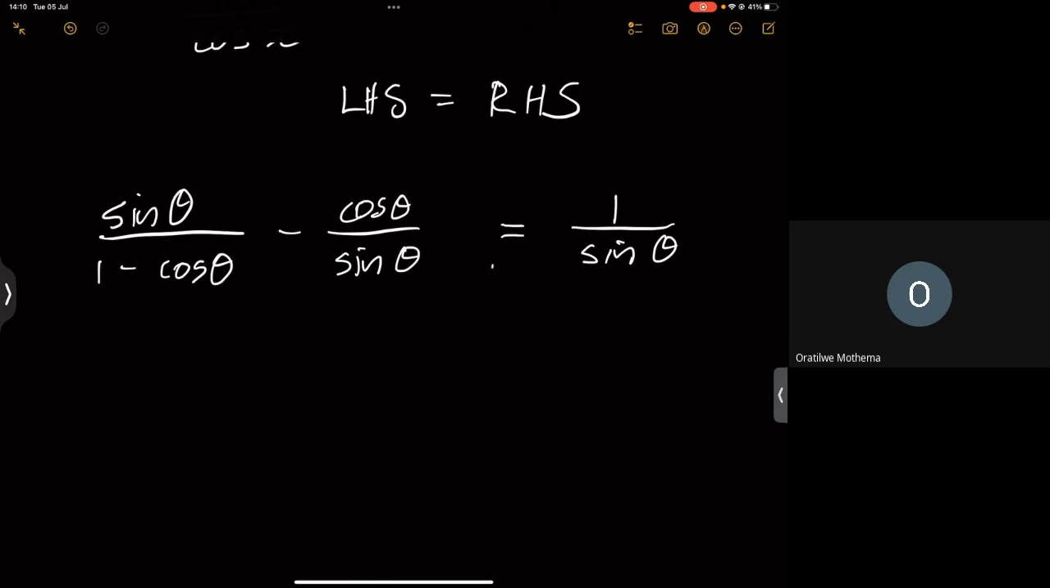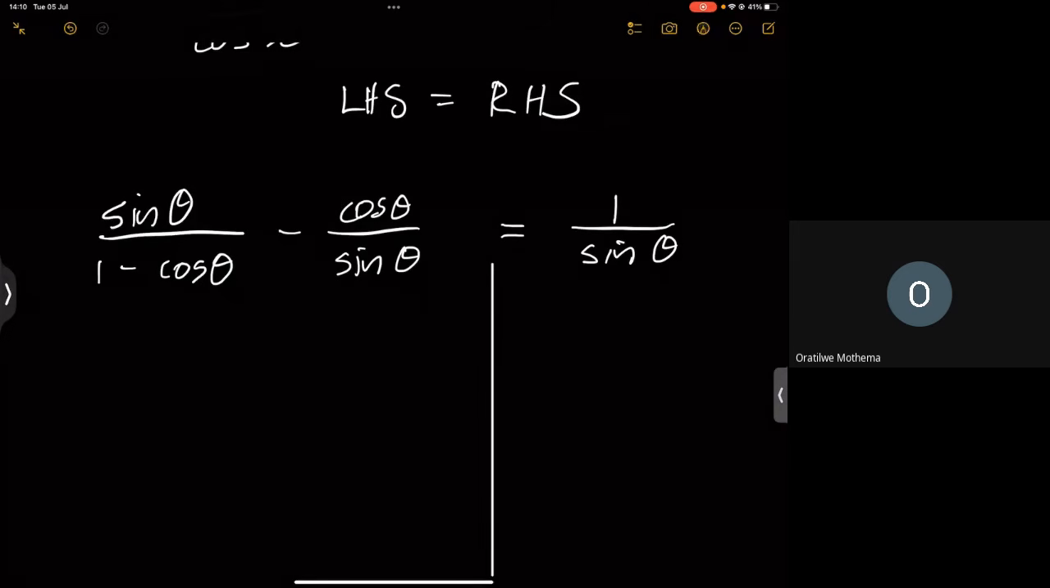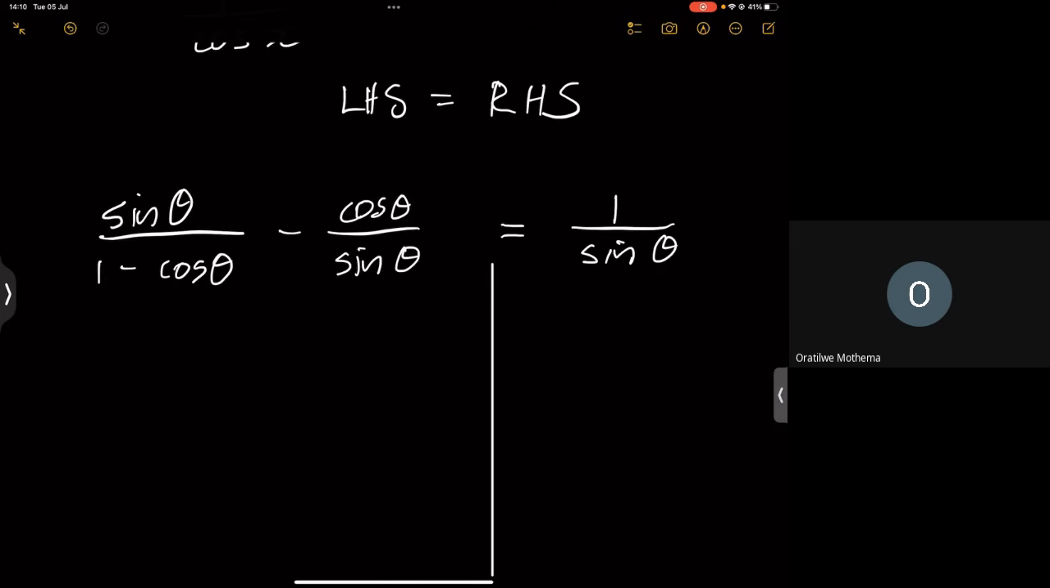Well, we have to find an LCD. Okay. So we're going to work on the left-hand side, né? Yes, the left-hand side. Okay. Right. So in this case, from the left-hand side, what is our LCD? 1 minus cos theta times sine theta. Yeah, definitely. There's nothing common between those two. So in this case, we just need to take both of them, right? 1 minus cos theta times sine of theta. Yes.